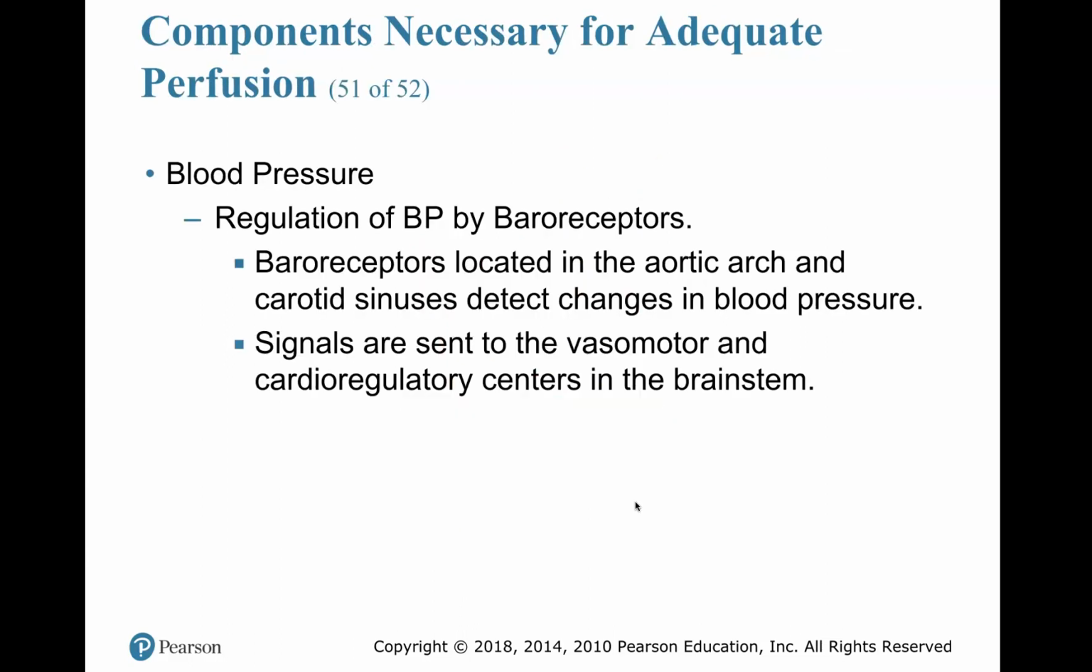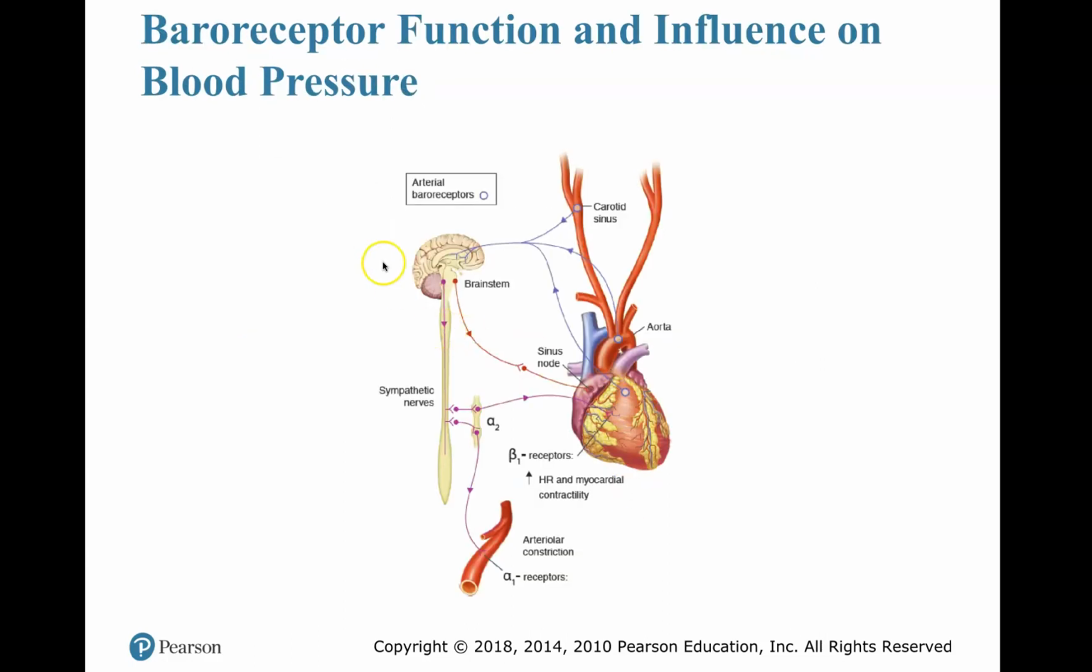The regulation of blood pressure by baroreceptors. Baroreceptors located in the aortic arch and carotid sinuses detect changes in blood pressure. Signals are sent to the vasomotor and cardioregulatory centers in the brain stem. Okay. Arterial baroreceptors are the little blue circles. Right there, right there. Signals sent to the brain. The brain sends the signals through the central nervous system back to the heart.